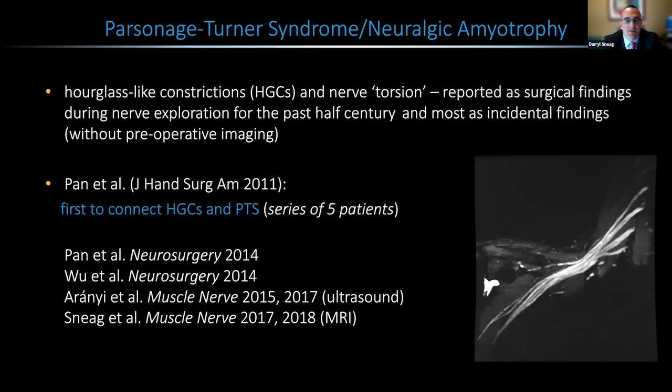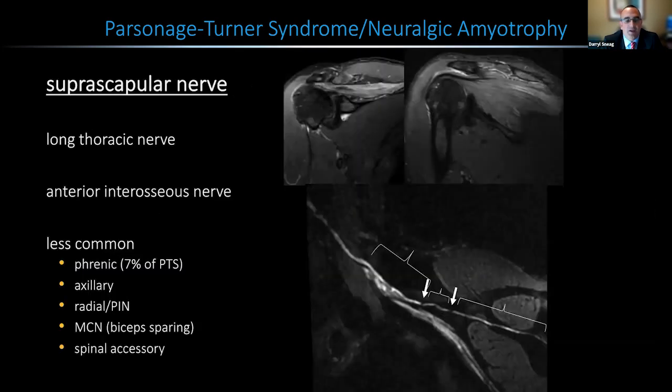Hourglass-like constrictions and nerve torsion have been reported as surgical findings during nerve exploration for the past half-century, but mostly as incidental findings without any preoperative imaging. Pan and others, to my knowledge, in 2011 were the first to connect these hourglass-like constrictions and Parsonage-Turner syndrome in a series of 5 patients, and multiple publications since then have described larger series, making the connection between these two entities. So these are some of the most commonly involved nerves in Parsonage-Turner syndrome.